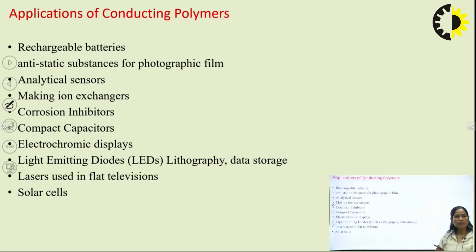Now, coming to the last portion of my presentation, the application of conducting polymer. Nowadays these conducting polymers are useful in various systems such as rechargeable batteries, anti-static substances for photographic film, analytical sensors, making ion exchangers, corrosion inhibitors, compact capacitors, electrochromic displays, light emitting diodes, lasers used in flat televisions, and solar cells. So, these are the applications of conducting material.